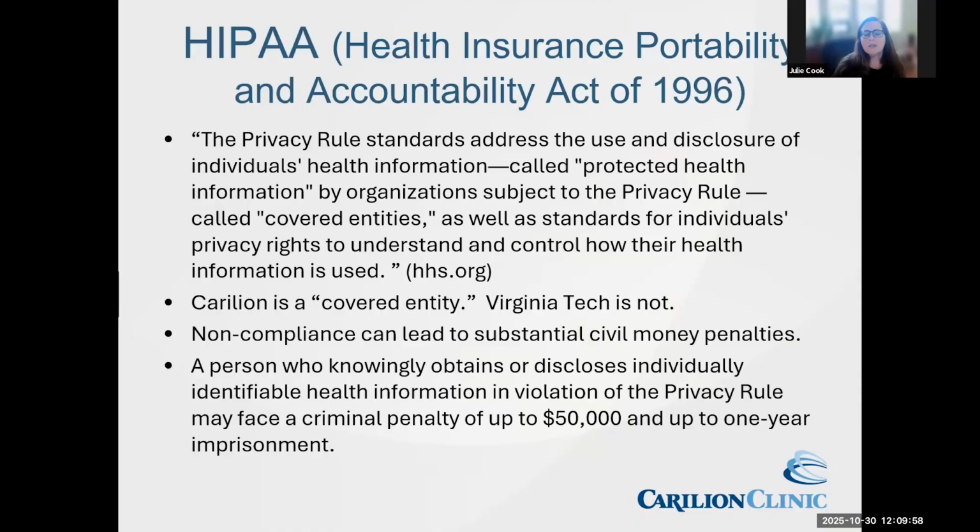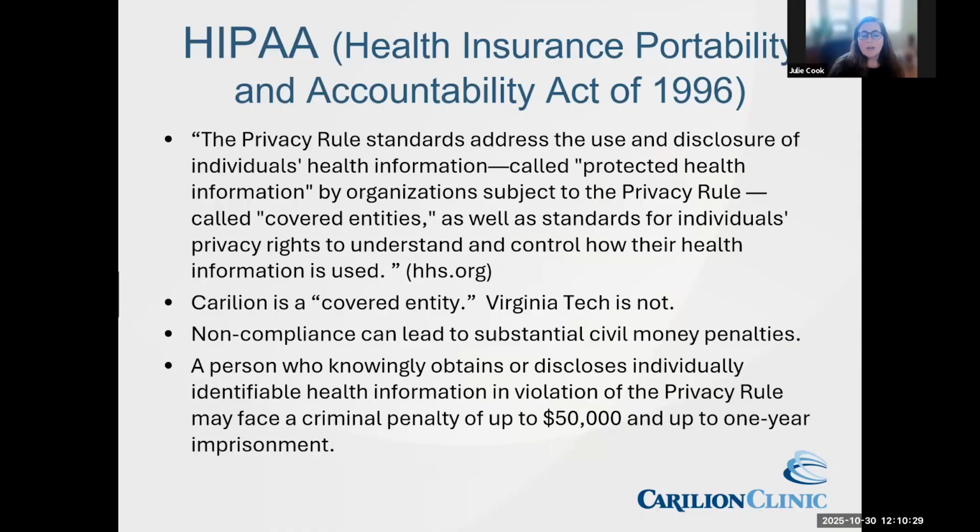Something that's really important to note is that Carilion is a HIPAA covered entity, and Virginia Tech is not a HIPAA covered entity. So it doesn't mean Virginia Tech doesn't need to protect research data or protect an individual's privacy and rights. It means we have different regulations we follow, and that we need to be aware of what this means for transferring data back and forth and what needs to be in place to do that.